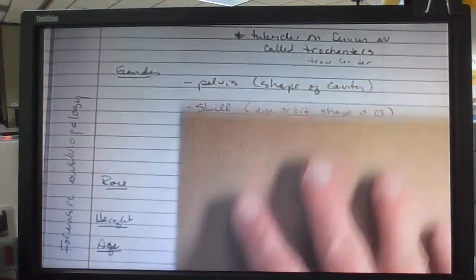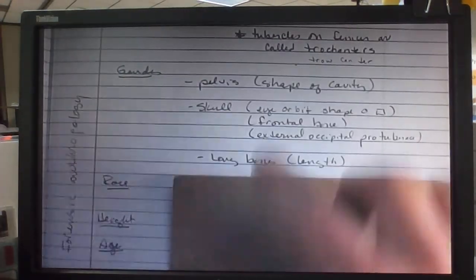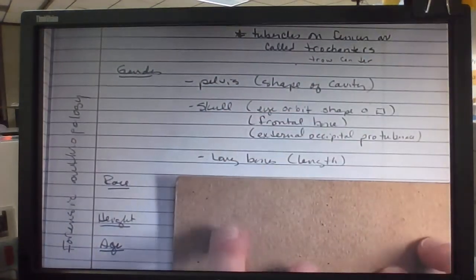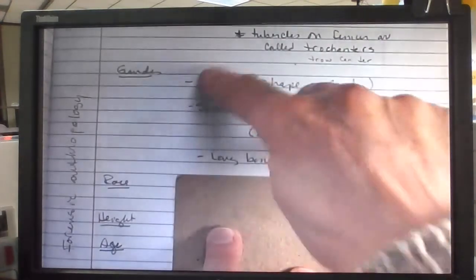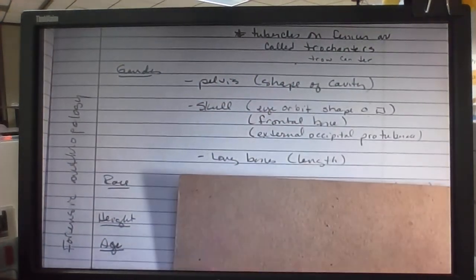All right, so for gender, notice that once again, there are 3 bones that can give us information about gender. So I've spaced that out as well. So within forensic anthropology, we can determine gender from skeletal remains. The pelvis is one bone that can help us determine gender: the shape of the cavity in the pelvic girdle.